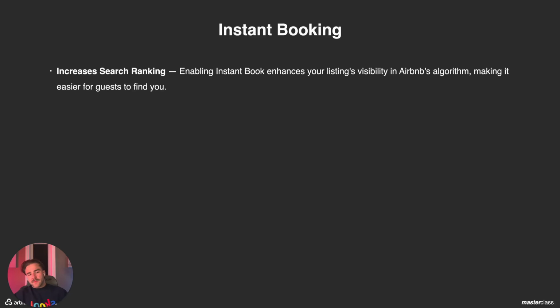Next up are the booking settings, but more particularly instant booking itself. So in today's market, you pretty much have to go with instant booking now. There are just too many downfalls to not using the instant booking setting from both an Airbnb platform standpoint itself and then also just from a marketing standpoint. So first is just the very fact of having the instant booking setting on increases your search ranking just like that. So enabling instant book enhances your listing's visibility in the Airbnb algorithm, making it easier for guests to find you. So just that one setting helps your search rating.